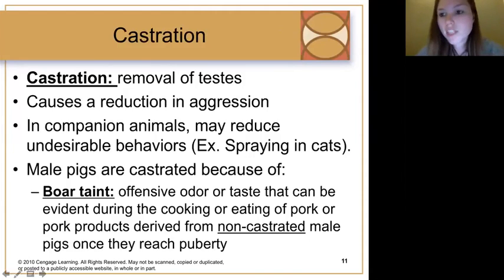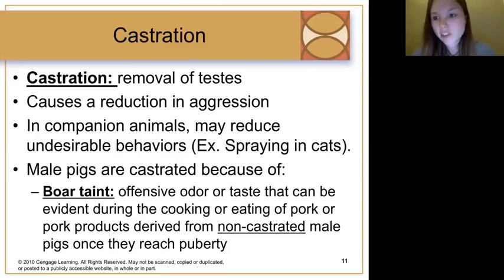In livestock, castration is typically a management practice depending on what species they're raising. Castration is just the removal of the testes, and that can cause a reduction in aggression. In companion animals, it may reduce undesirable behaviors like spraying in cats. I've heard people say if you castrate a dog, it won't wander off as much because it's not looking for females anymore.